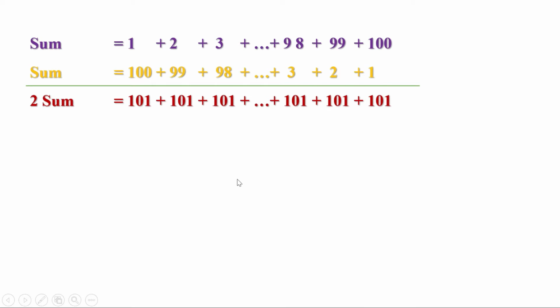How many 101s are there? There are 100 terms, and corresponding to each term there is a sum. So altogether there are 100 101s. So 2 times sum equals 100 into 101. So sum is equal to 100 into 101 by 2, or that is equal to 5050. This is the idea which Carl Friedrich Gauss used when he was a small boy.